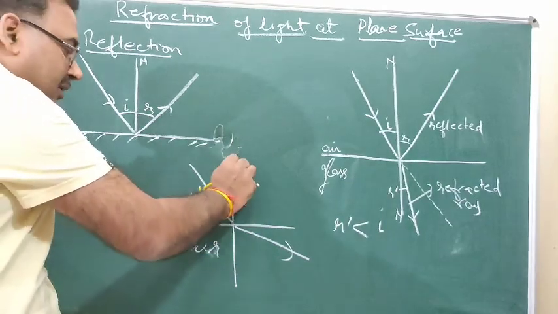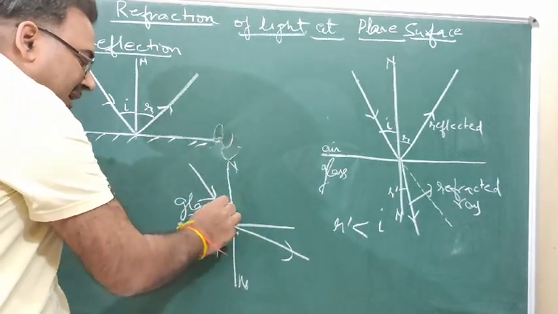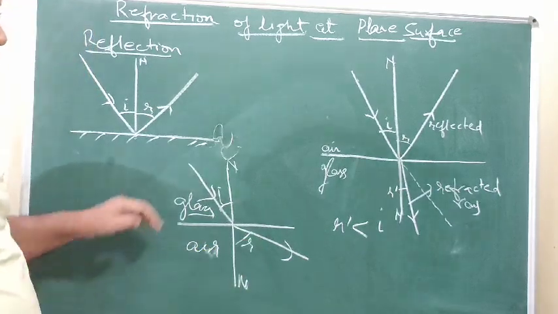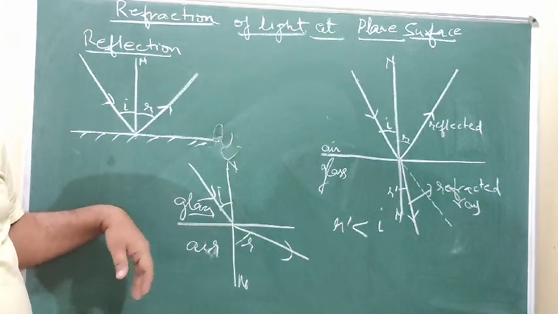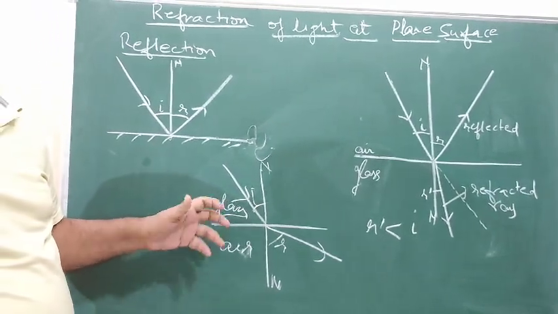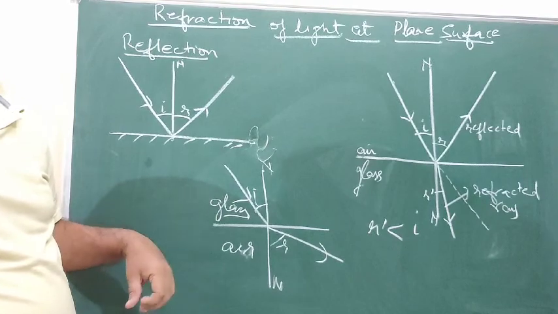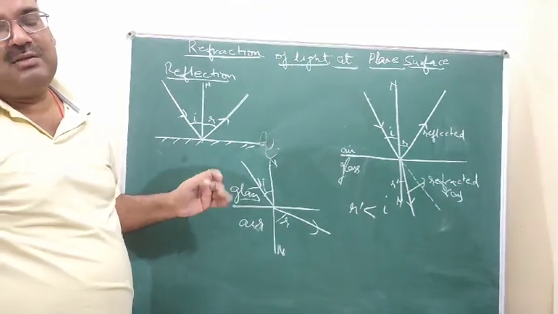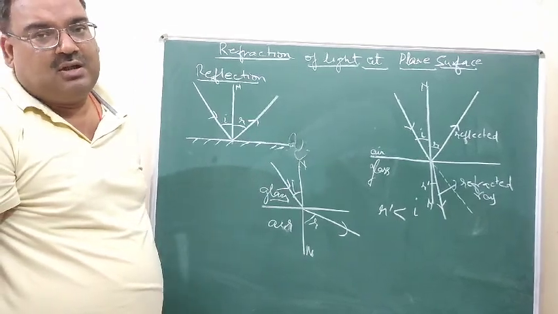So this is the normal here. This is angle I and R. So when a ray of light travels from glass to air, it bends away from the normal. So they are reverse phenomena. When a ray of light is traveling from rarer to denser medium, it is bending towards the normal. When the ray of light is traveling from denser to rarer medium, it is bending away from the normal.